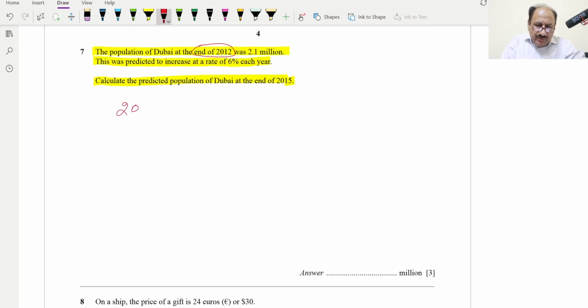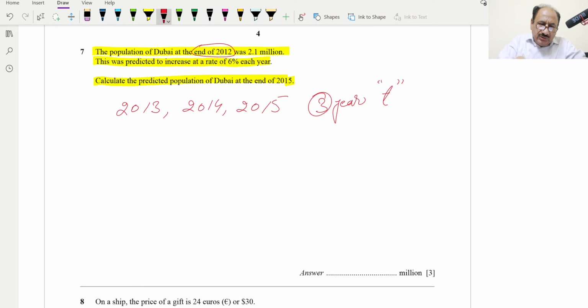So 2013 will be there, 2014 will be there, 2015 will be there, so this will be 3 years. So the time duration will be 3 years, and this will be the t value. Now calculate the predicted population.